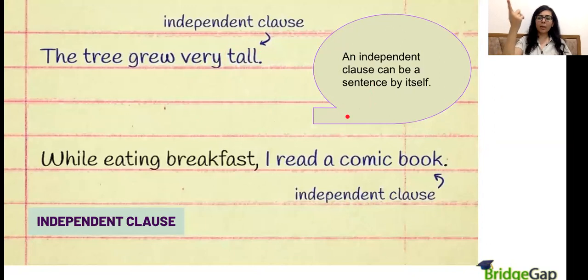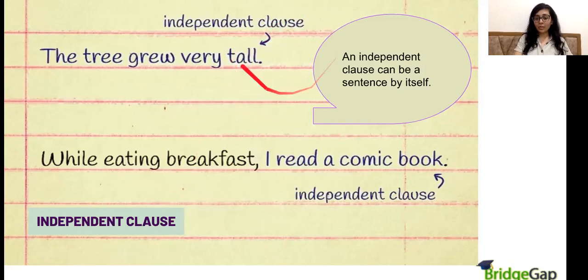Simple sentence. Whom I'm talking about? Tree and very tall. So again, I know that it's making sense on its own. While eating breakfast, I read a comic book. Now, this is somewhere that again you please take your thinking time. After you're taking your thinking time, I believe that you would have also agreed that again, I can make three connections. My first connection, just focus this much. While eating breakfast, I know that it needs some more information, right?